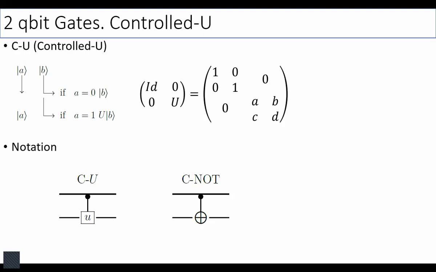And the notation is CU. On strings, I would draw it like this. So here there is a field dot, a big field dot, which means that this is the control. So this is A, and here is U, the operation on the second qubit.